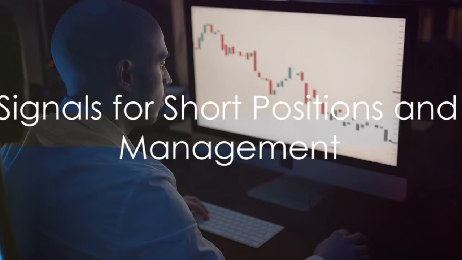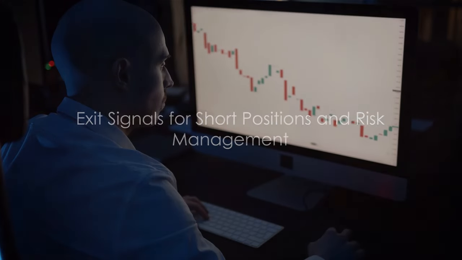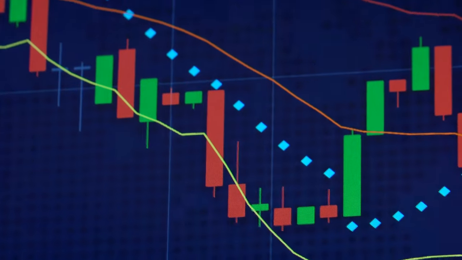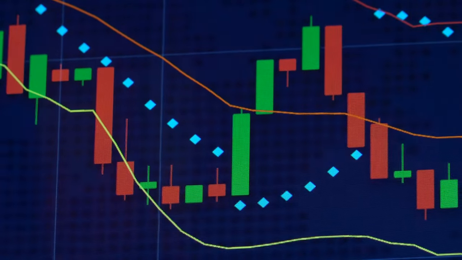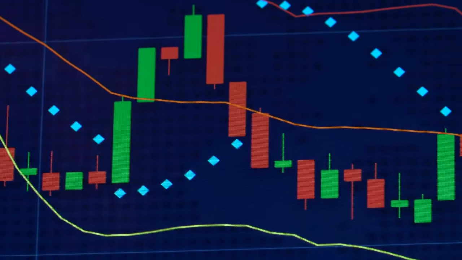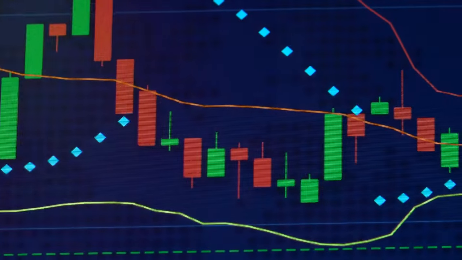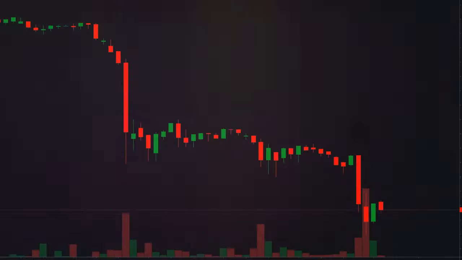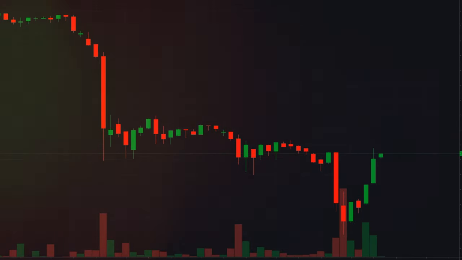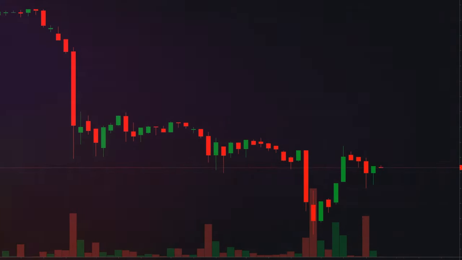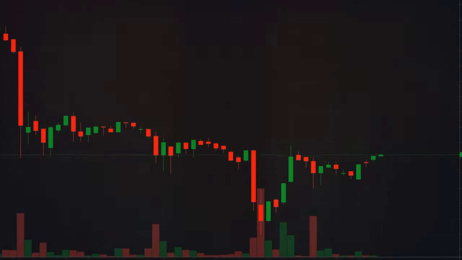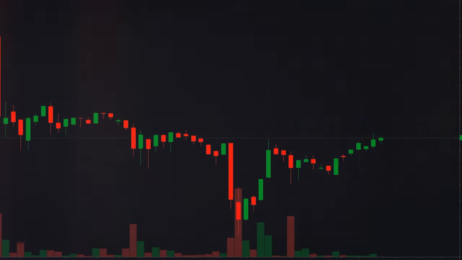The exit strategy for short positions is the mirror image of that for long positions. When trading short positions, the exit signal you're looking out for is a close of a candle above the 20 EMA. This indicates a potential reversal in the downward trend, suggesting it may be time to exit the position. However, just like with long positions, it's crucial to wait for the candle to close above the 20 EMA to confirm the exit signal.